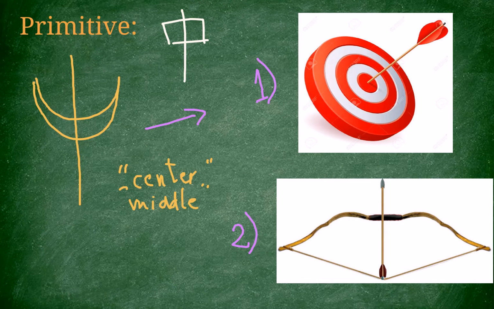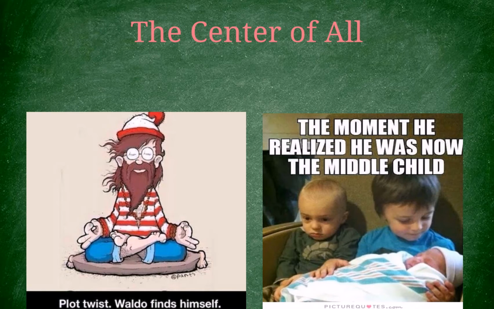So that's really it. To remember the essence: the center of all. And I put here two little pictures to kind of make sense of what I'm trying to say. So you see the first picture of Waldo finding himself: yes, center. He has found his own center. And again, it's also a metaphoric meaning. Found the center. And then you have the other picture, the moment he realized he was a middle child.